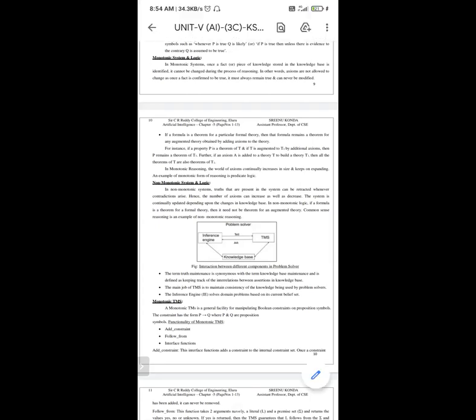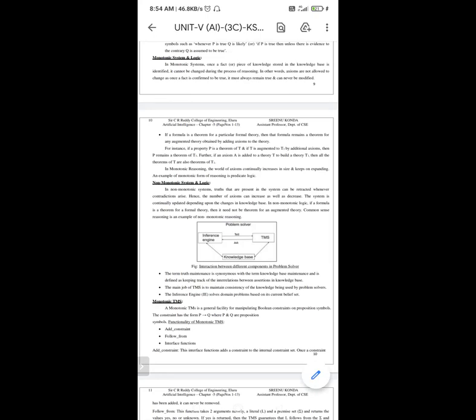Hence, the number of axioms can increase as well as decrease. The system is continually updated depending on the changes in the knowledge base. So, in non-monotonic logic, based on the changes in the knowledge base, the system gets updated every time.